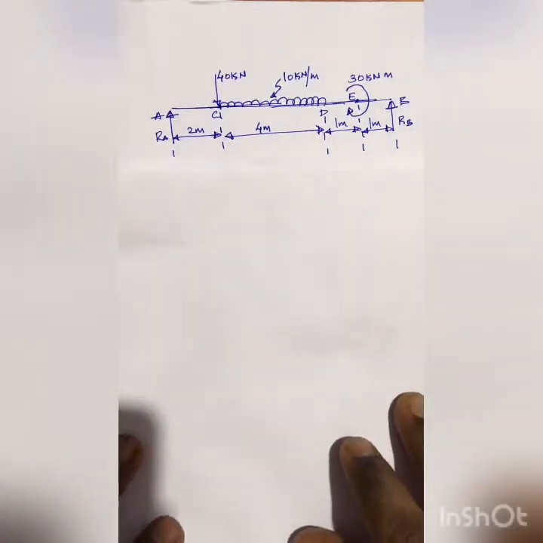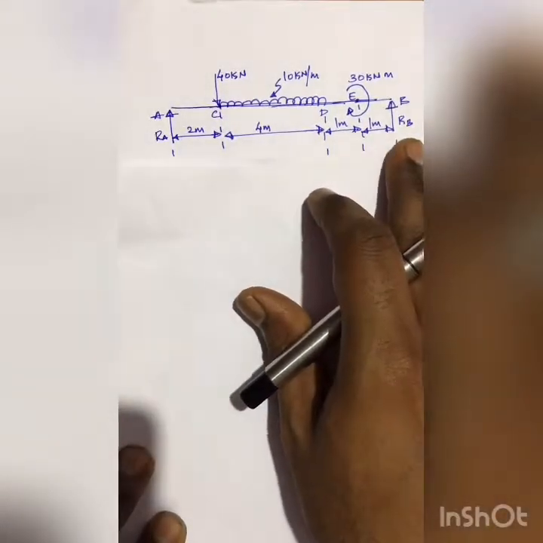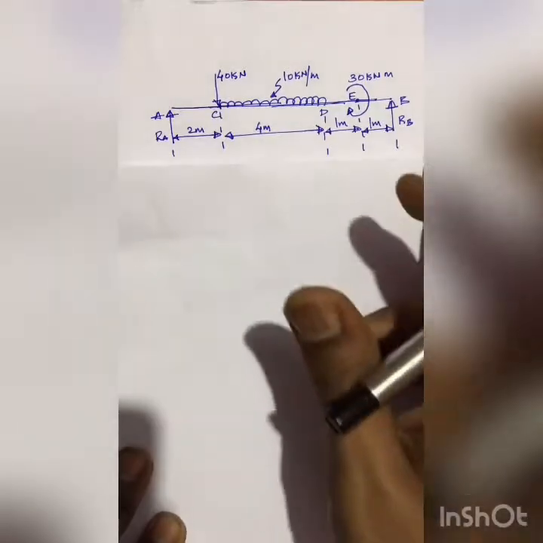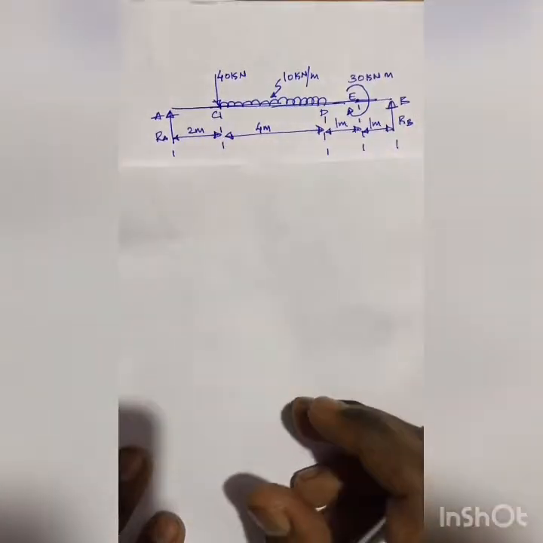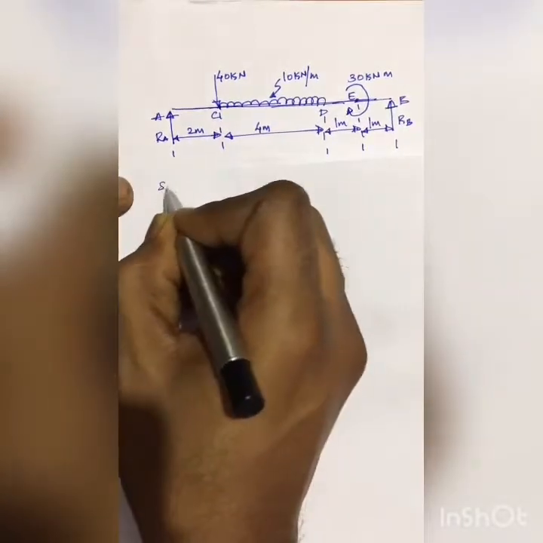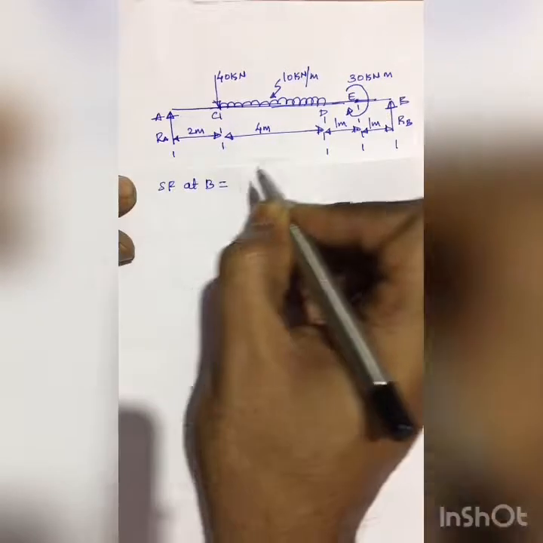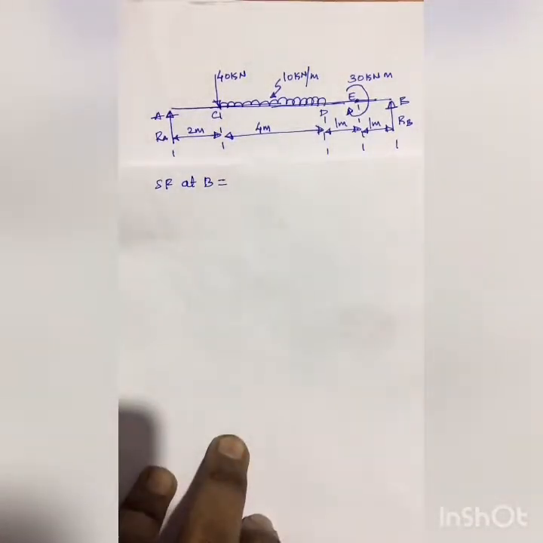So we start finding the shear forces at salient points in this figure, starting from point B and ending at point A. That is from the right side end to the left side end. Now let's come to the right side end. First I know that SF at B is equal to, now SF at B is due to RB, and RB value is 33.75.